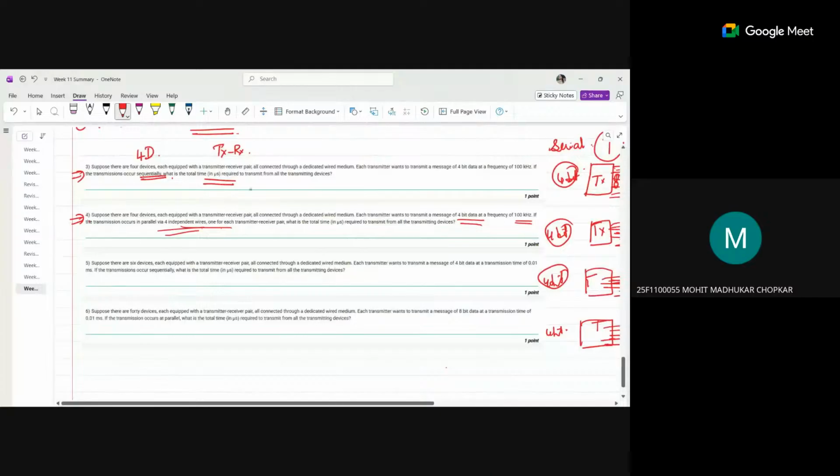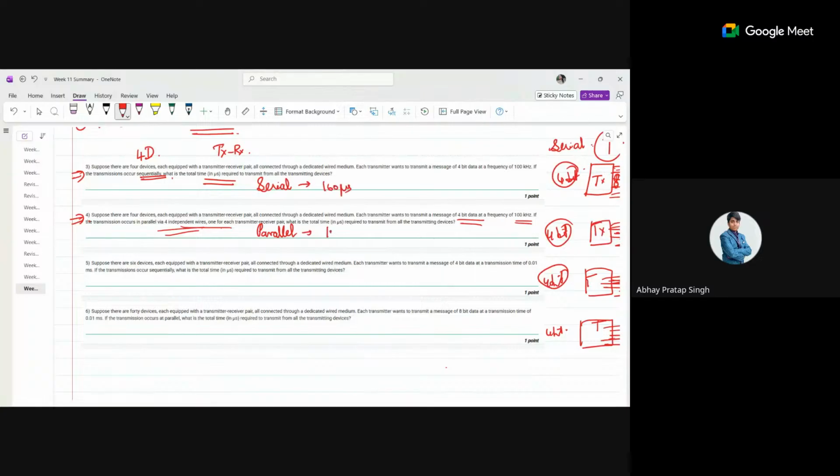So time is nothing but 1 by 100k. Total time is asked, that's why I said 4 by, like there are 4 devices. But it didn't say whether it is parallel, so it requires the same time. No. In the earlier question, they said sequentially. That's why we considered it one by one: once device one completes, then only device two starts. But here they did not give any information about that. They just said parallel, so we will consider all as parallel. So it is 10 microseconds.